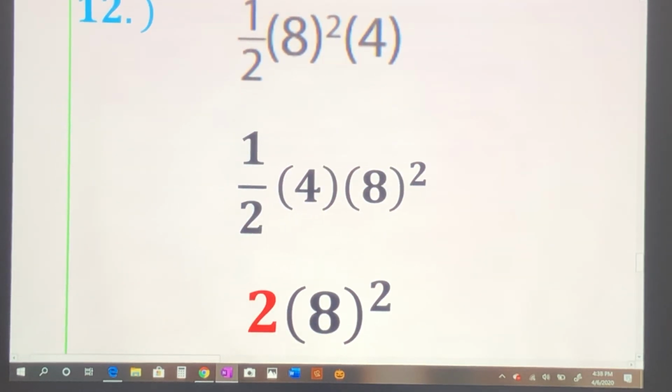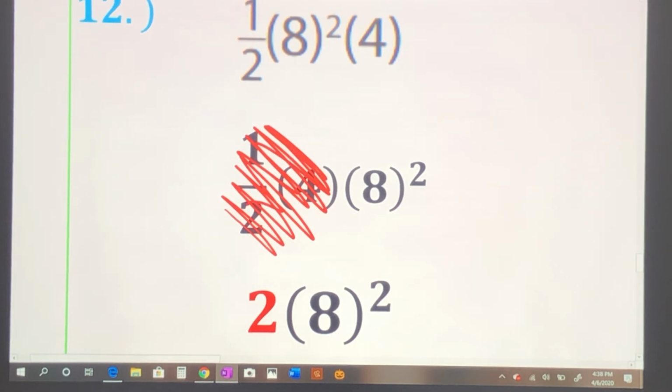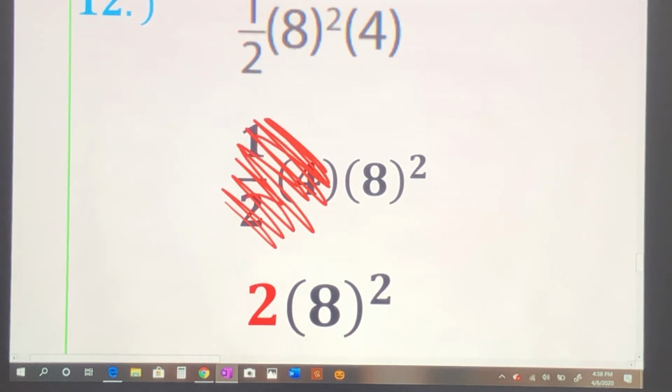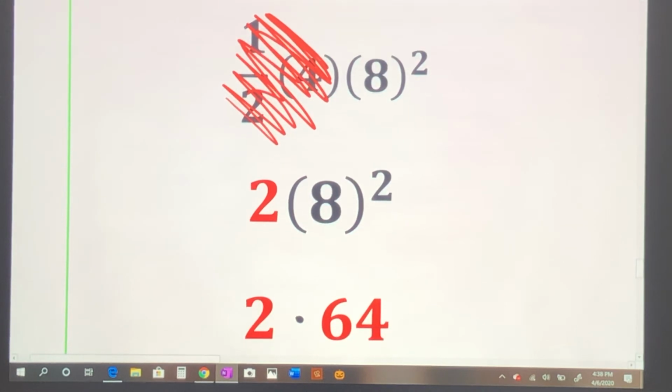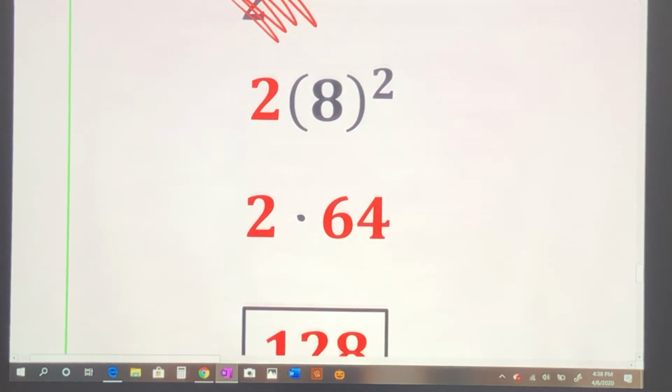Okay, so we did this part here. Let's cross it out again. Half of 4 is 2. What's 8 squared? Well, 8 squared is 8 times 8, 64. 2 times 64 means double it. 128. Bam!